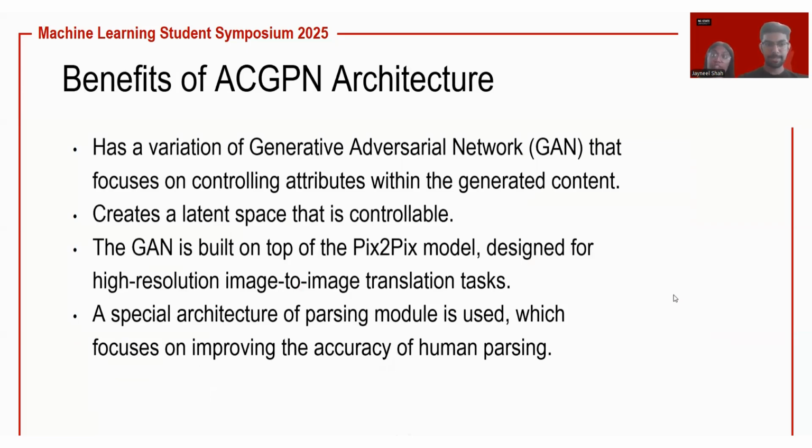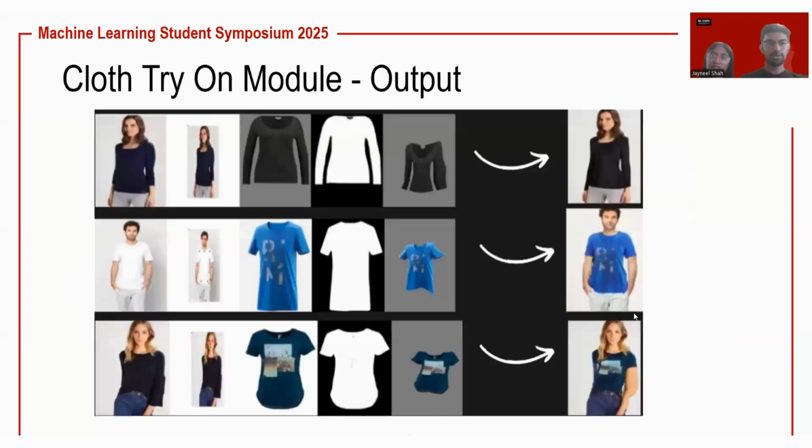The benefit of the ACGPN architecture, which we use in our program, is that it's a variation of GAN. So it focuses on controlling attributes within the generated content. Since we are focusing on clothes, it controls the attributes within that region. It is built on top of the pix2pix model, and also there is a special architecture of parsing module, which focuses on improving the accuracy of human parsing.